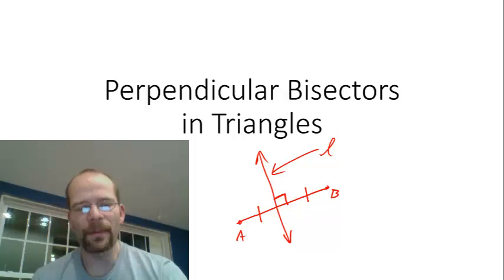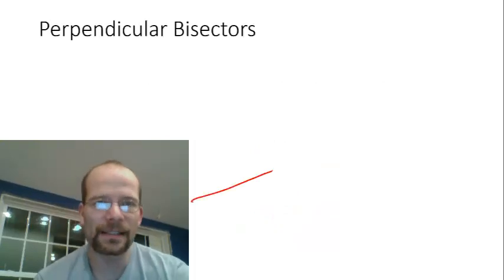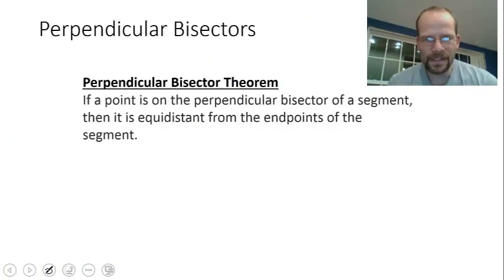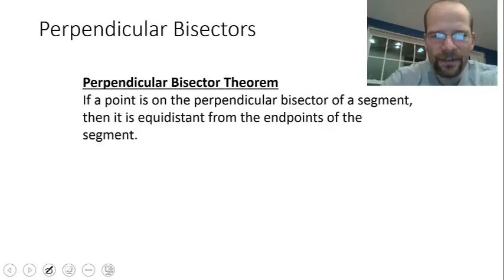We need to talk about perpendicular bisectors in the context of triangles. First thing we need to talk about is the perpendicular bisector theorem. It says if a point is on the perpendicular bisector of a segment, then it is equidistant from the endpoints of the segment. We'll take a quick look at that and work through a very informal proof of the theorem.